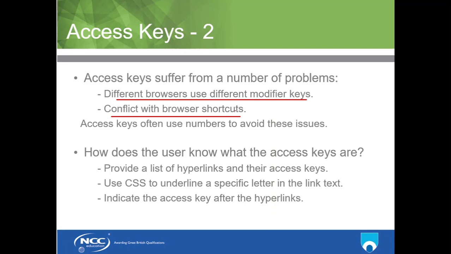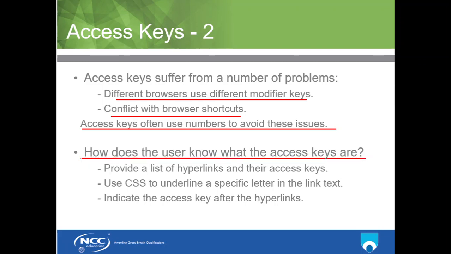Okay, so the solution to that: access keys often use numbers to avoid such issues. So you use a number instead of a letter. Then the other challenge is, how does the user know that I'm supposed to use C to click on careers? How does the user know about that access key? So we have several strategies.